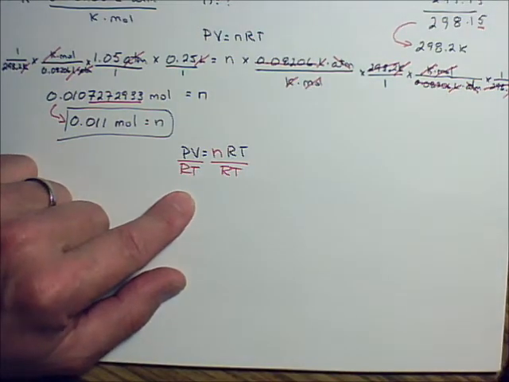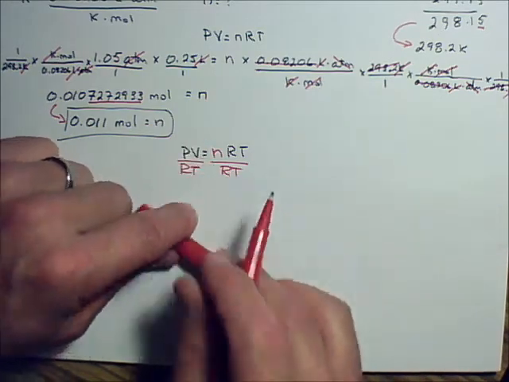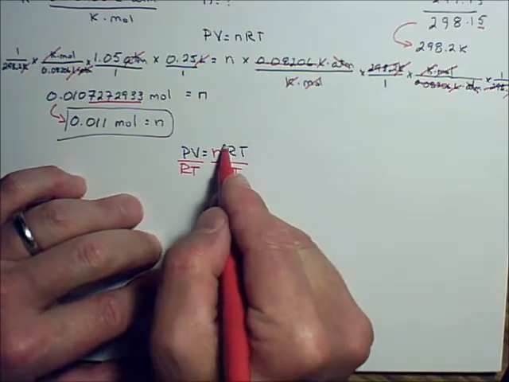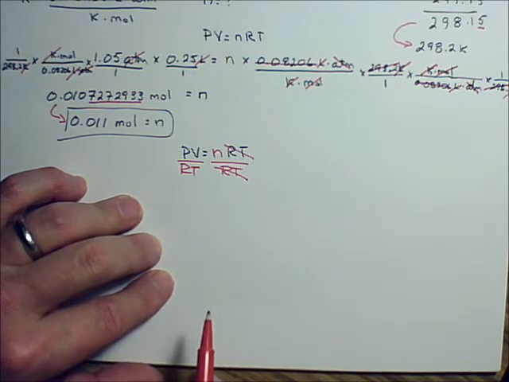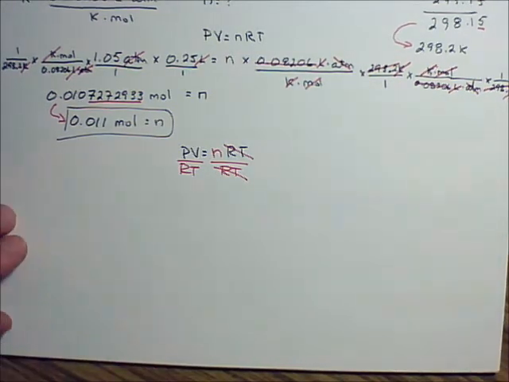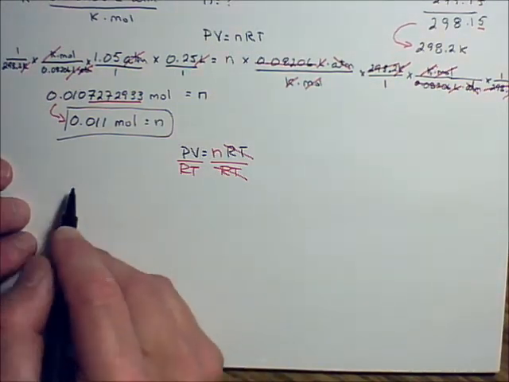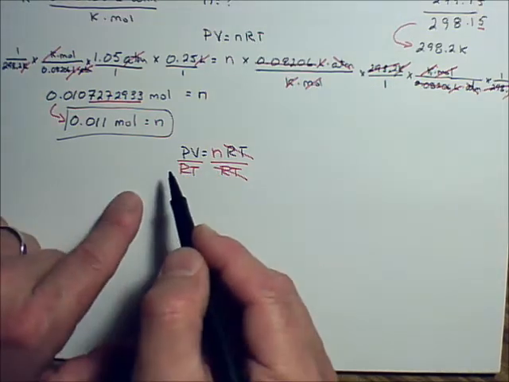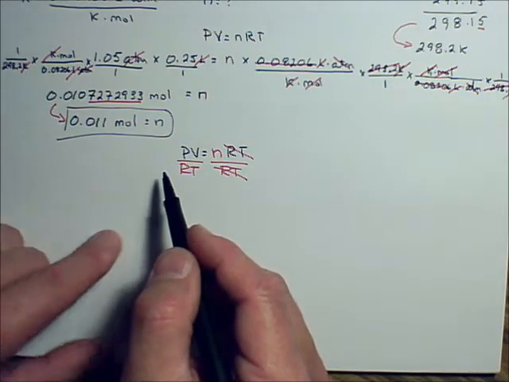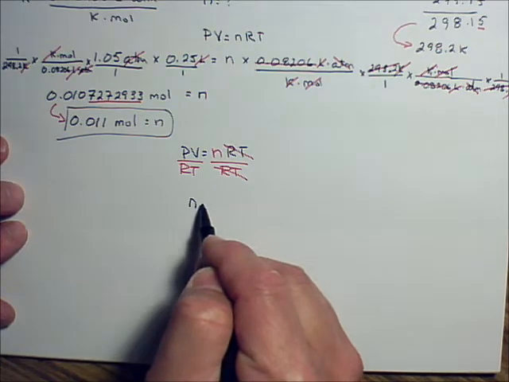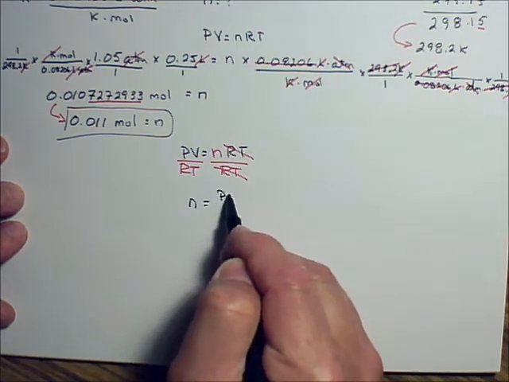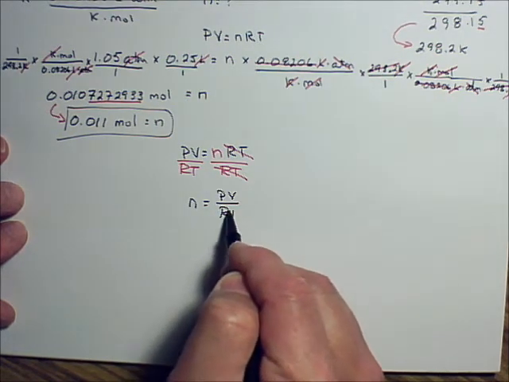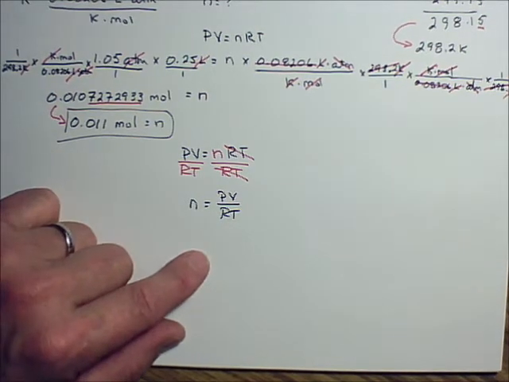So we can just do that. Then RT cancels on this side. I got N by itself. Alright? If I do that, then I'm also going to flip it around and put N on the left. Is that okay with everybody? Yeah. Alright, so I'm going to say N equals PV over RT. Got that?